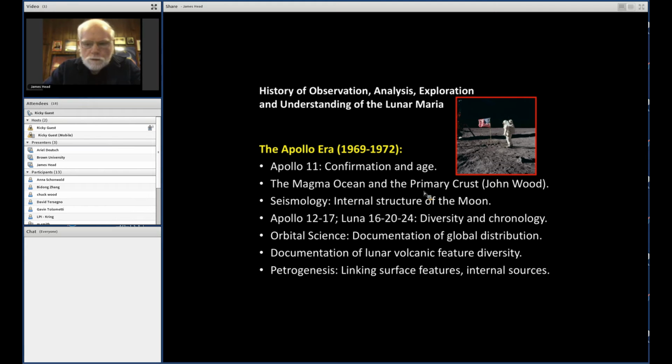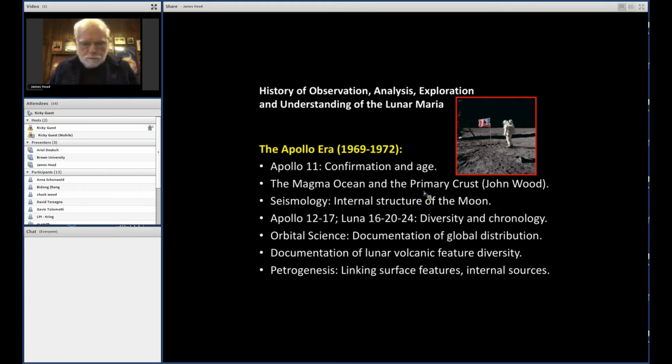In addition, seismology was critically important. The astronauts deployed seismometers, from which we were able to get the internal structure of the Moon, a new concept, really new data for what was the inside and what it meant about the thermal history of the Moon. So Apollo 12 to 17 and Luna 16, 20, and 24 really provided an understanding of the diversity of the Maria volcanism, as well as the chronology and mineralogy and petrogenesis, etc.